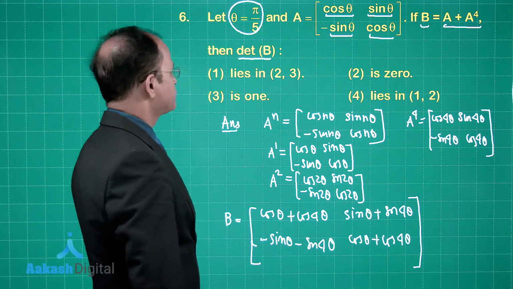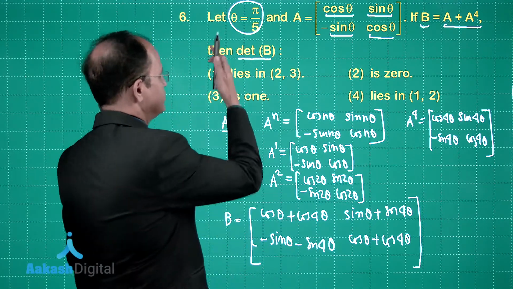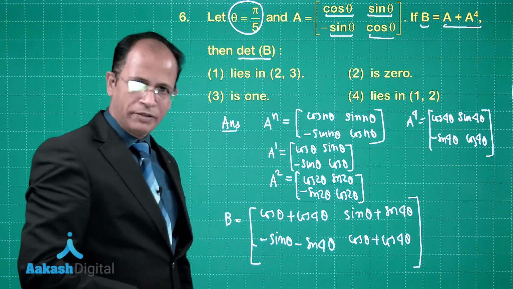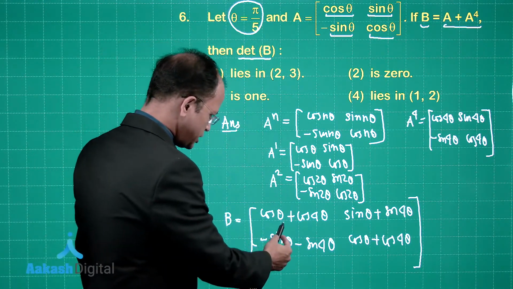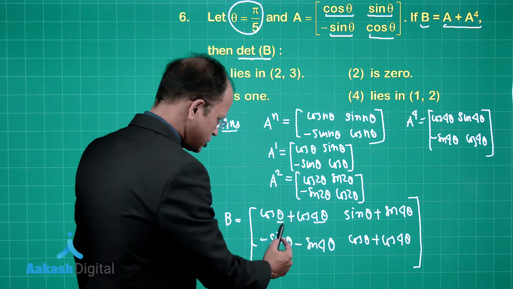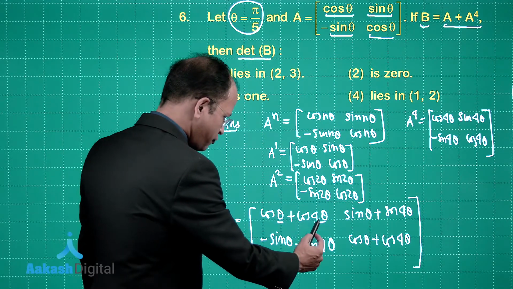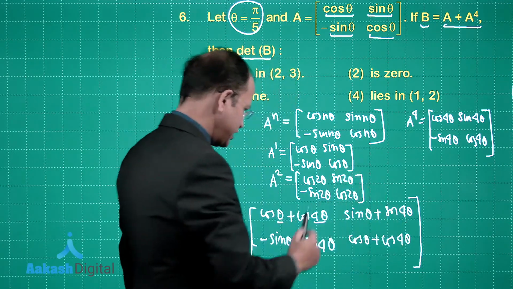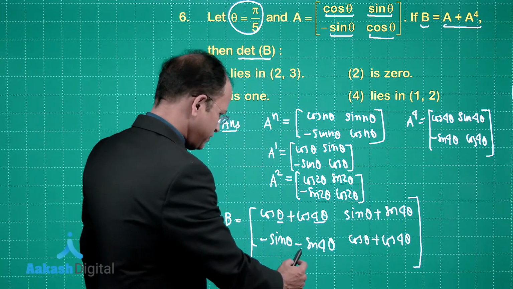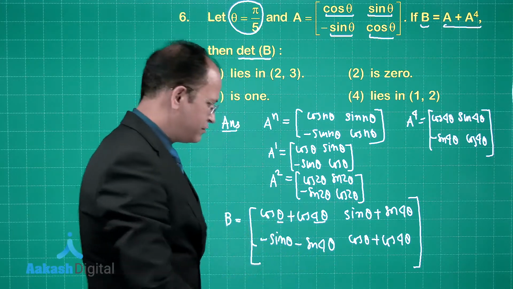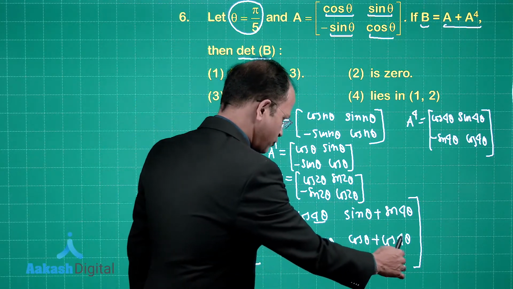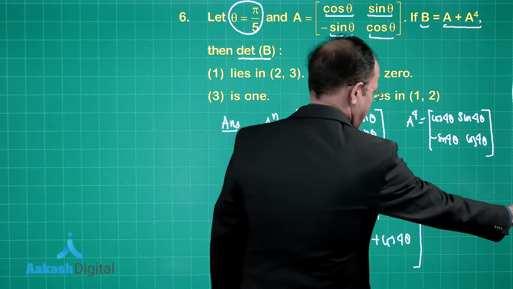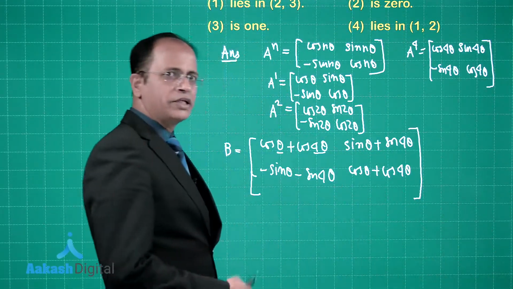So this is B. So what we have to do, we have to find the determinant of B, and we have to substitute theta is equal to pi by 5. So once you substitute theta is equal to pi by 5, you can see cos pi by 5, cos 4 pi by 5. Then we have sin pi by 5, sin 4 pi by 5, minus sin pi by 5, minus sin 4 pi by 5. Then we just take cos pi by 5, cos 4 pi by 5. So this is what we have. Now what we can do, we can just have a look at what are the things we can use here.